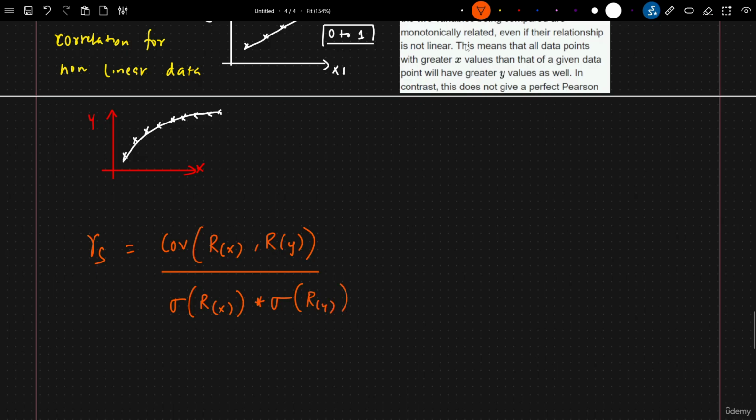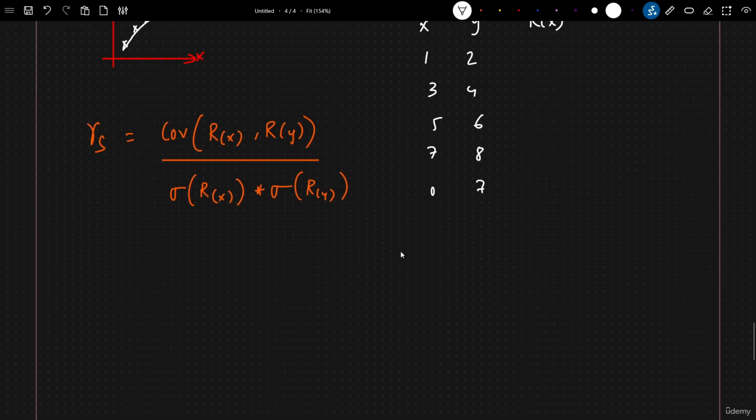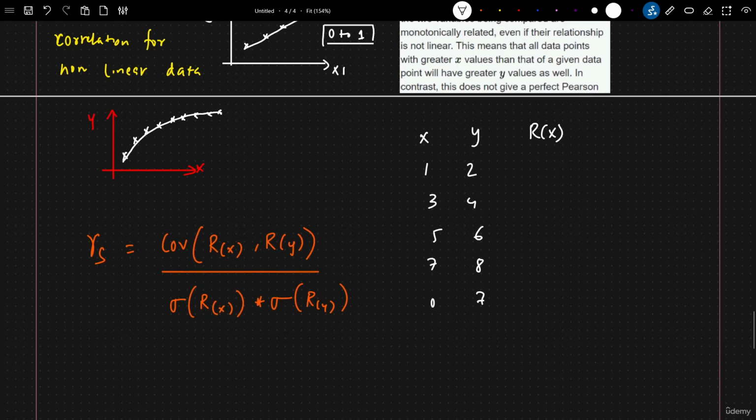Now, what exactly is this rank? Let's consider that I have my X, Y coordinates. I have X as 1, 2, 3, 4, 5, 6, 7, 8, and then you have 0, 7. If I go ahead and calculate the rank of X, which rank will 0 be given? Or 7, which rank will it be given? Here 7 is the highest number.